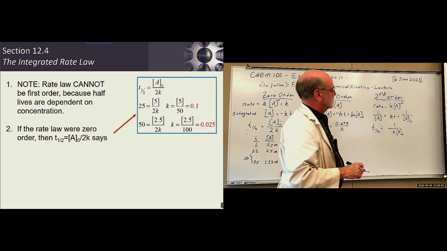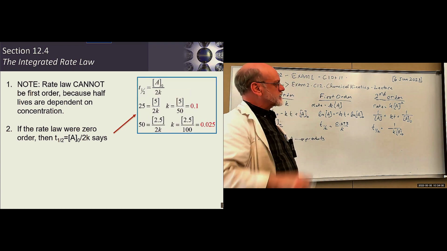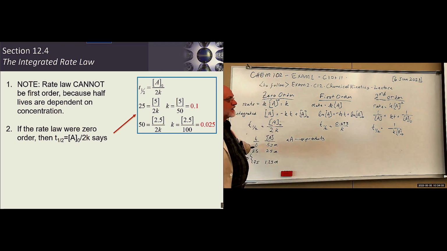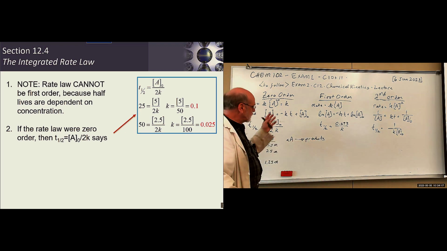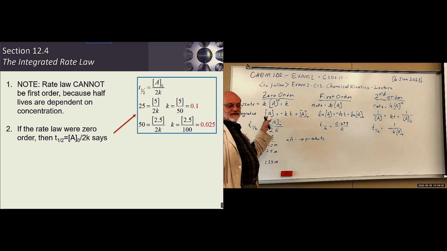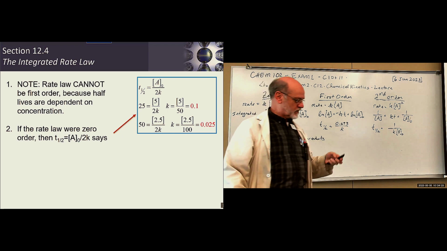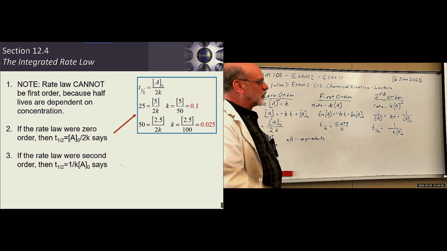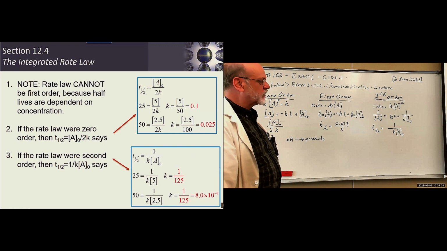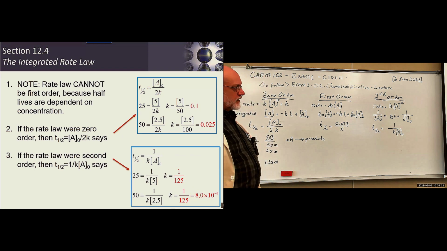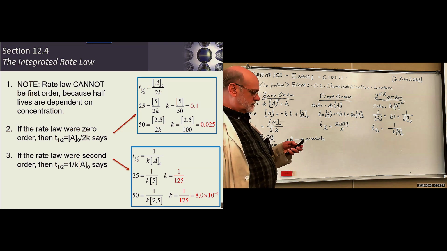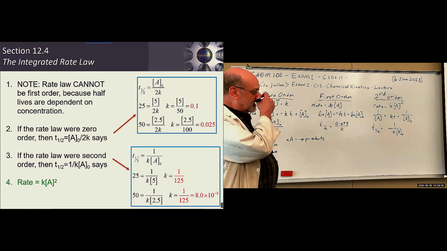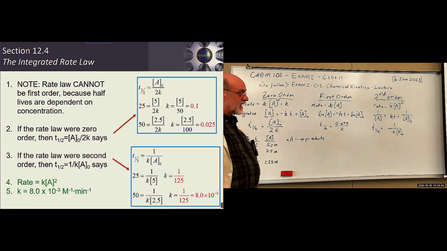Right here. So if we calculate the first half-life at 25, we get K equals 0.1. And we calculate for the second one is 0.025. Right? So we eliminated that one first. We eliminated this one second. So we know it's got to be second order. And we're going to prove it, of course, because we need K anyway. So there's K. 1 divided by 125 is 8 times 10 to the minus 3. So now we know K. We know it's second order, and we know K is that value.